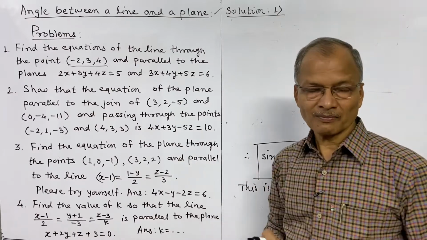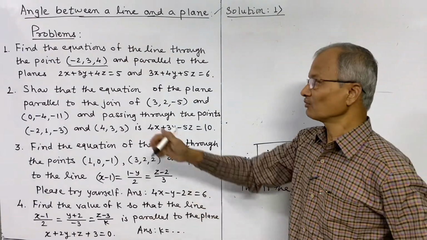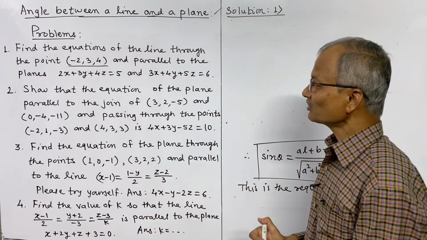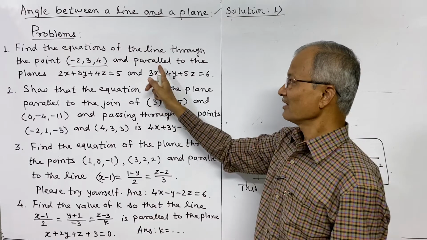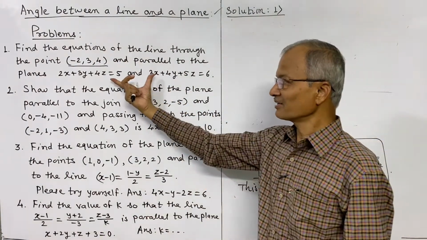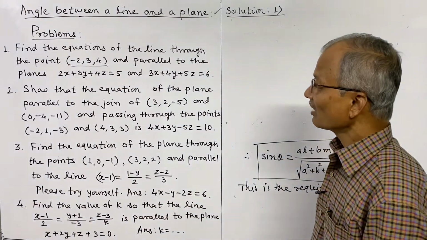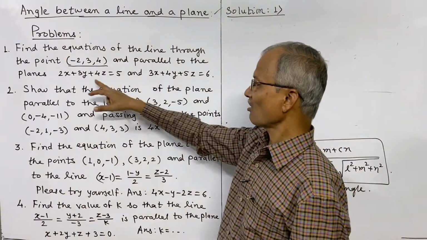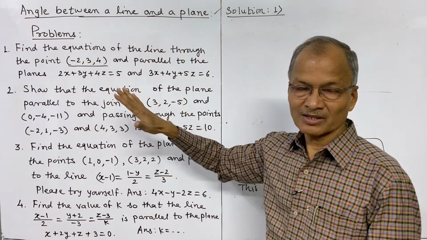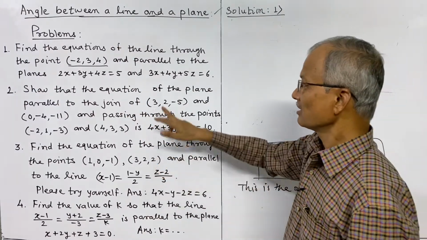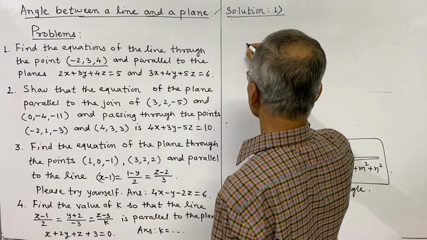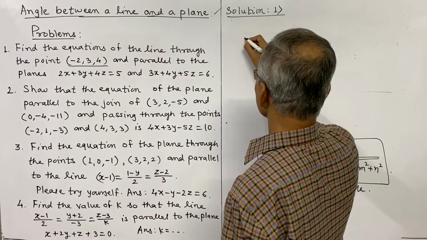So the line passes through this point, it is given, and the line is parallel to these two planes. To find the equation of the line, we require a point, which is given, and further we require the DRs of the line. The DRs of the line can be obtained from the fact that the line is parallel to these planes. Now these are intersecting planes because the DRs of their normals are 2, 3, 4 and 3, 4, 5. So these are not parallel, since planes are parallel only if their normals are parallel.